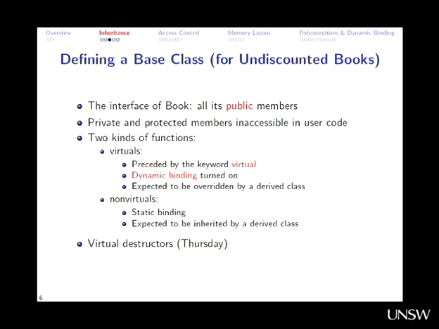Non-virtuals have static binding. That means at runtime we cannot change which thing is going to be called. And it's expected to be inherited by the derived class. What that means is a non-virtual inherits the function and doesn't change it. It can just call it, inherits it. With something being virtual, it's expected to be overwritten, to be replaced with an updated version of it. Virtual destructors are really important, and we're going to talk about them either later on today or otherwise on Thursday.